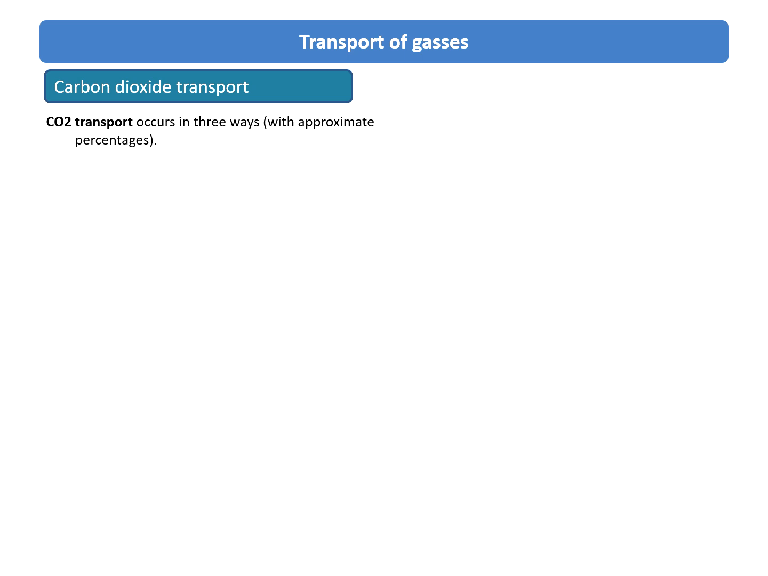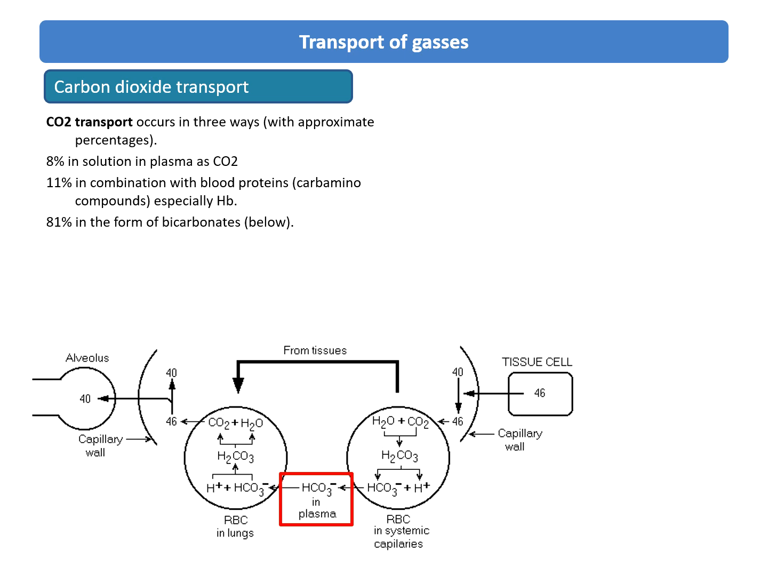Carbon dioxide transport occurs in three ways. Roughly 8% is in solution in the plasma as carbon dioxide. Roughly 11% is in combination with blood proteins. These are called carbamino compounds, mainly hemoglobin. Roughly 81% is in the form of bicarbonates, and that's what we're looking at in the diagram.